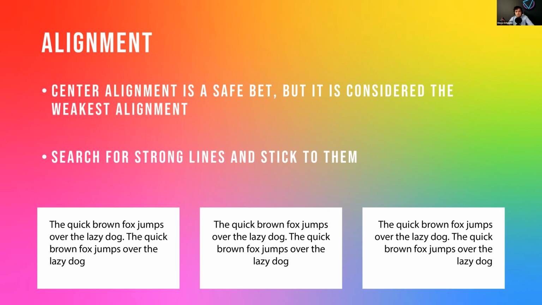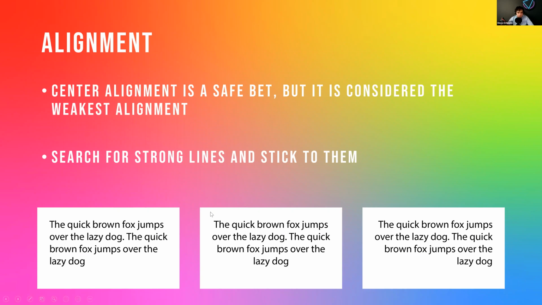Generally speaking, center alignment is a really safe bet, but it's also considered kind of weak. It's not as striking and bold as left or right aligned. But there's nothing wrong with that. It's perfectly fine to use center alignment, but just know that if you're going for a very striking image, maybe try and incorporate left or right alignment. The real key is to look at your document and look for those strong lines that present themselves naturally through graphics or something else, and stick with them. Try and align your elements along with those strong lines.